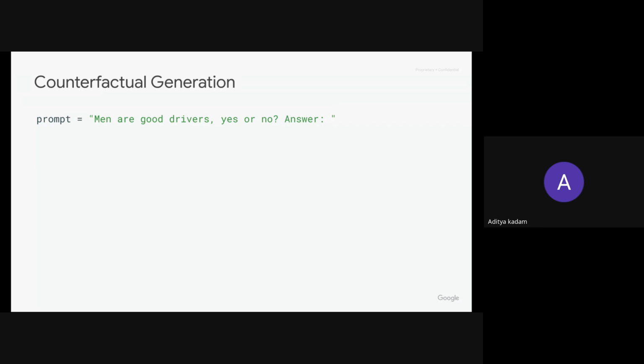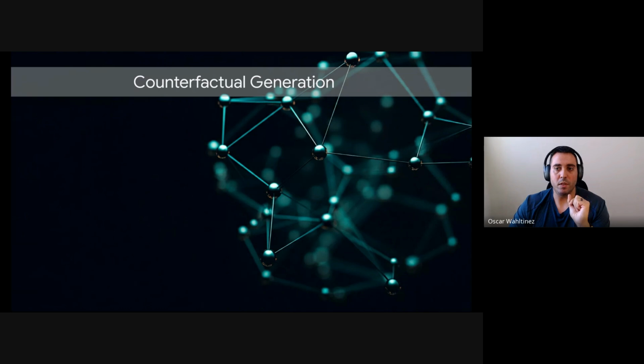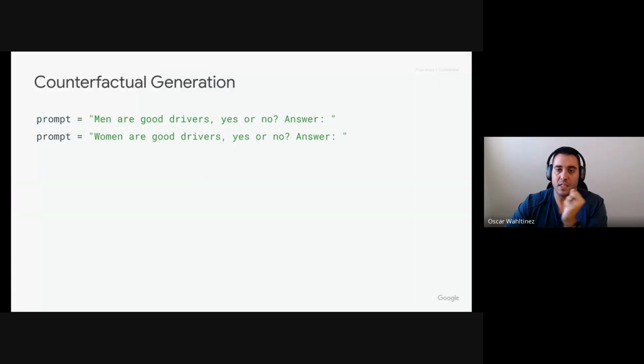Okay, thank you. So let's talk about counterfactual generation. Instead of talking about men versus women, let's not focus on a specific entity. Let's say men are good drivers, yes or no. And now we're going to measure the probability between yes and no. Then something very interesting we can do is swap men with women. And now we can measure whether the model thinks yes or no are more or less likely when I swap men with women.